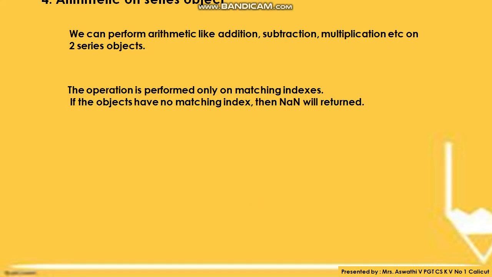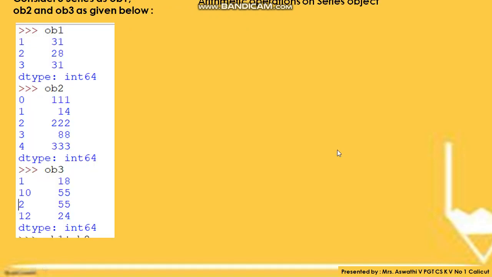Our fourth operation is arithmetics on series object. We can perform arithmetics like addition, subtraction, multiplication, etc. on two series objects. The operation is performed only on matching indexes. If the object have no matching index, then NaN will be returned. Now this is the important point that we have to take care. Operation is performed only on matching indexes, and if the object has no matching index, then NaN will be returned. Look at the example now.